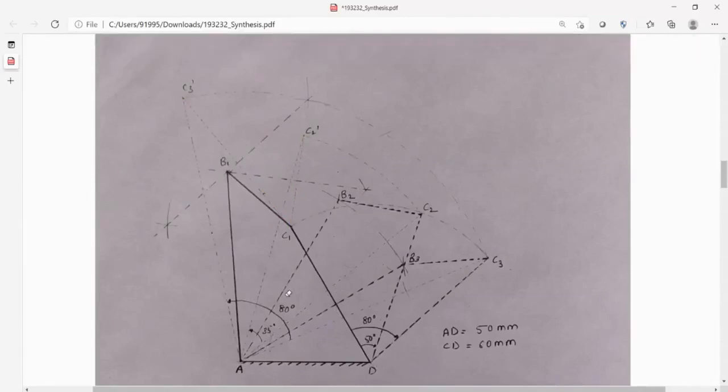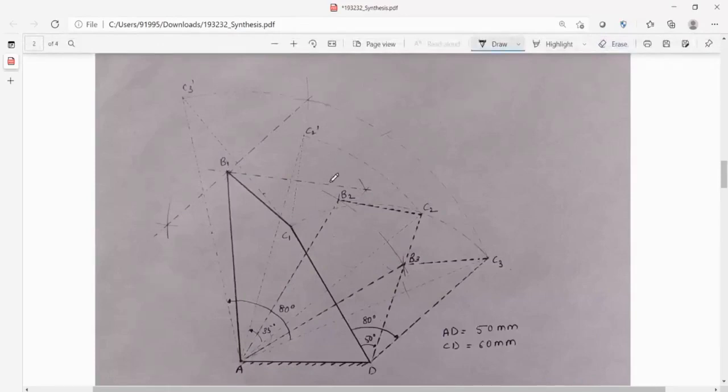Now we try to locate the other positions of the 4 links, that is at 50 degree and 80 degree from the initial position of the output link. For this, we will take A as a center and radius equal to AB1. We will cut an arc.